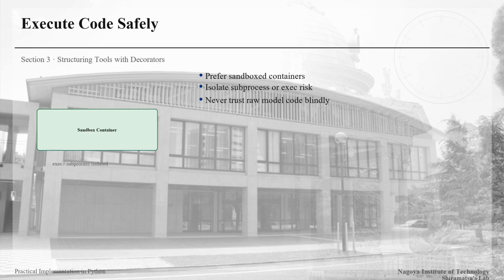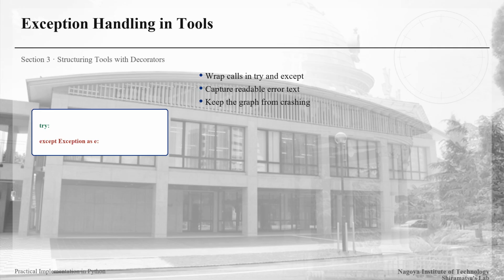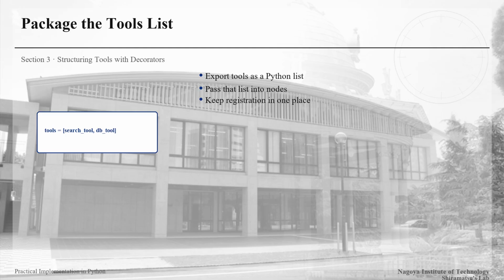When tools run code, isolate execution in a sandbox so unsafe code cannot harm the host. Wrap tool calls in try-except blocks so failures become readable feedback instead of crashing the graph. For independent requests, asyncio.gather can run multiple tool calls in parallel. Package tools as a list, such as search tool and database tool, then pass that list into agent nodes.